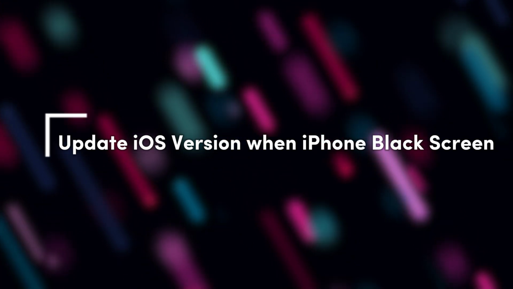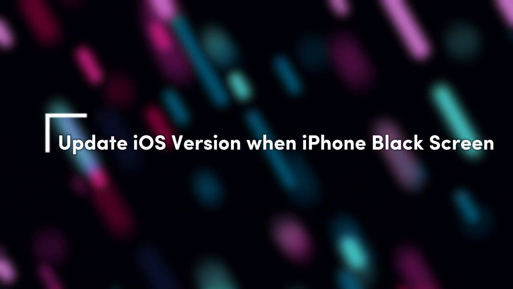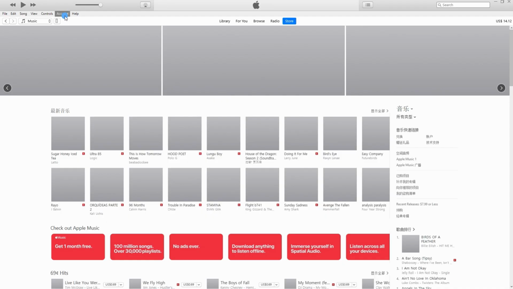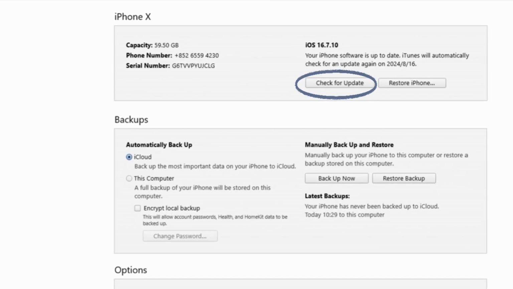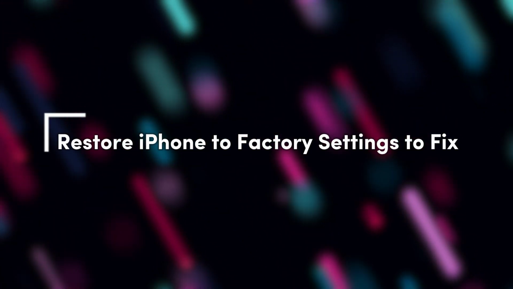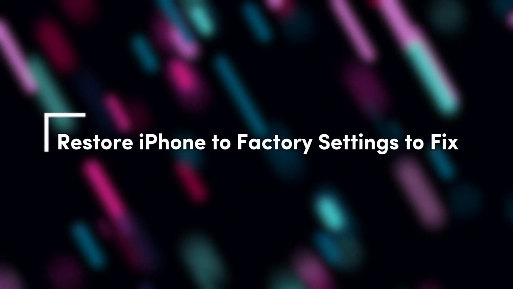Method 3. Update iOS version when iPhone black screen. If you encounter iPhone black screen but the phone is still on, it may be caused by a software bug on your iOS system. You can try to connect your iPhone to a computer and update the iOS version via iTunes.